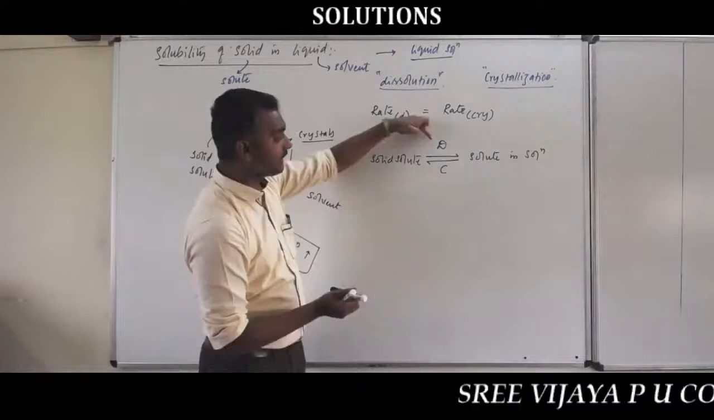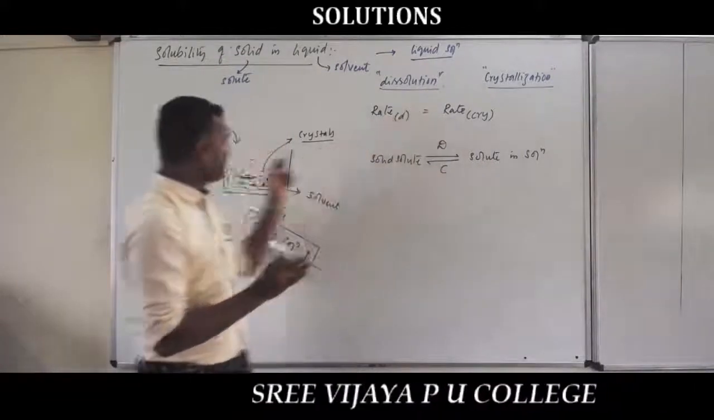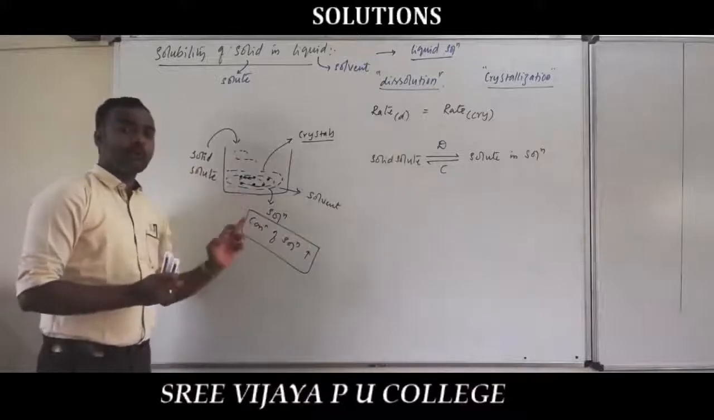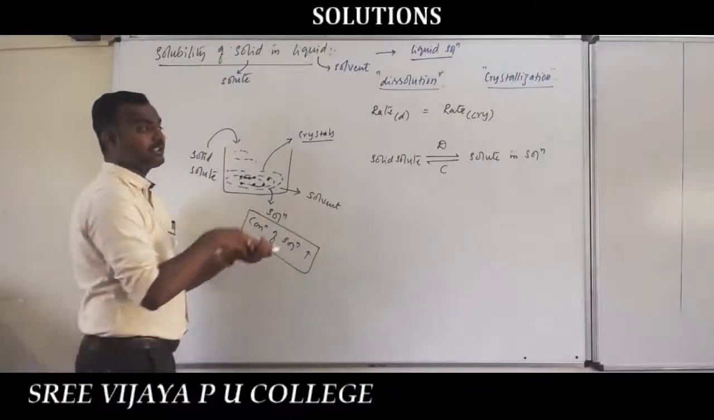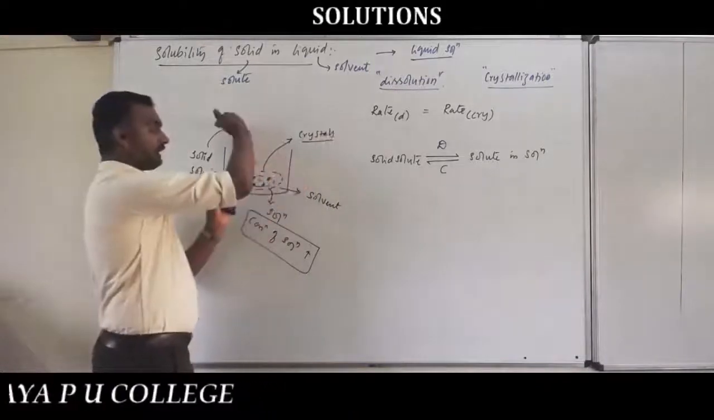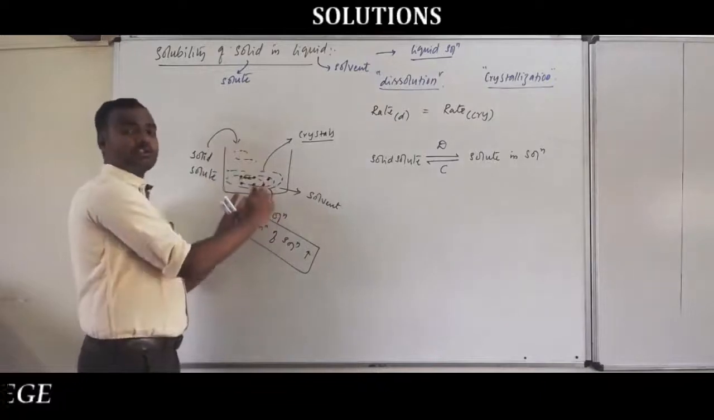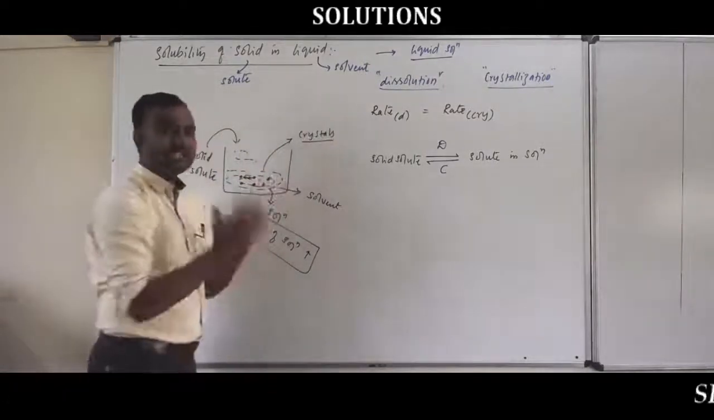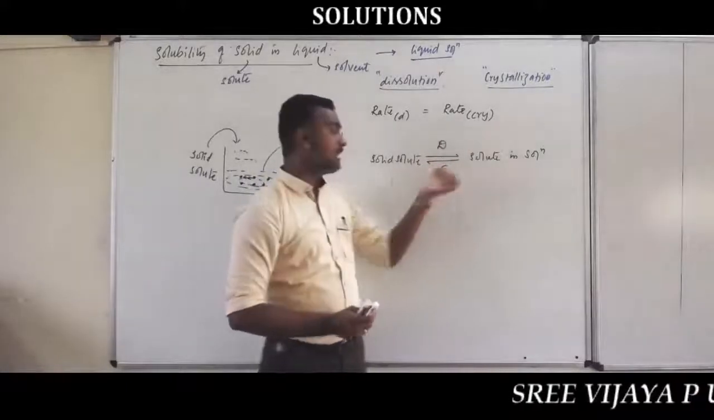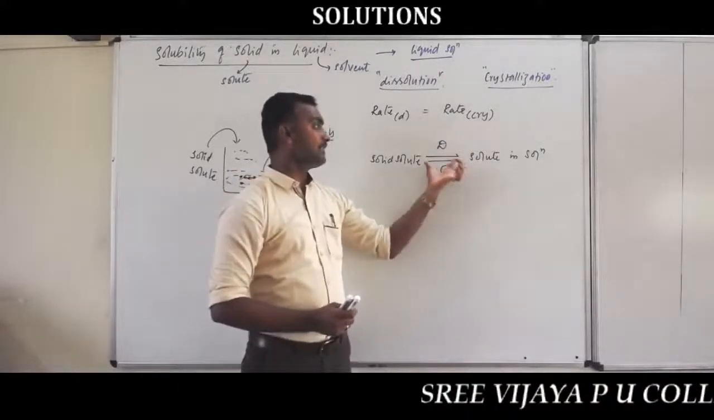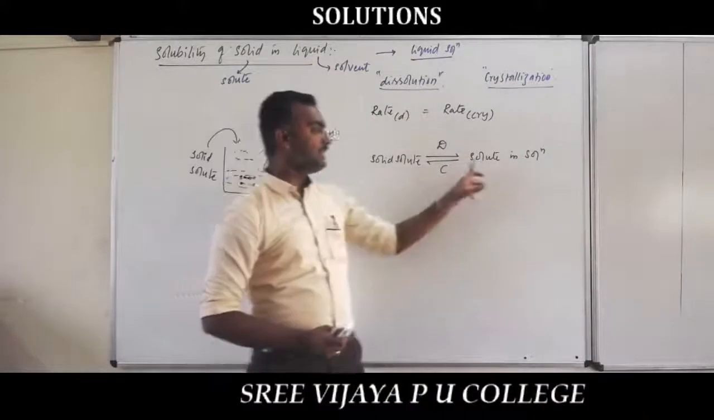When the rate of dissolution, that is the number of solid solute particles entering into the solution, is equal to the number of solid solute particles already present in the solution that come out of the solution. So when the number of solid particles entering and the number of solute particles coming out are equal, we can say the rate of dissolution is equal to the rate of crystallization. And at that equilibrium there is the existence of dynamic equilibrium between solid solute and solute present in the solution.